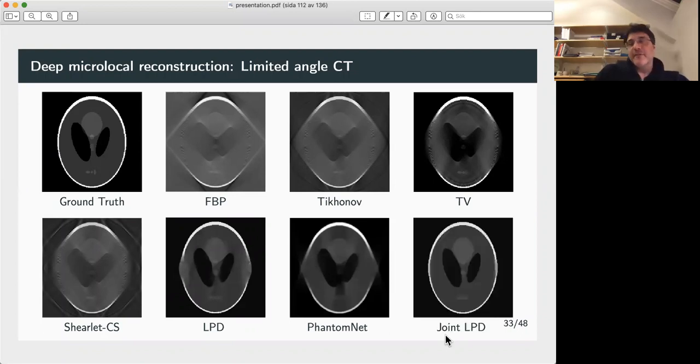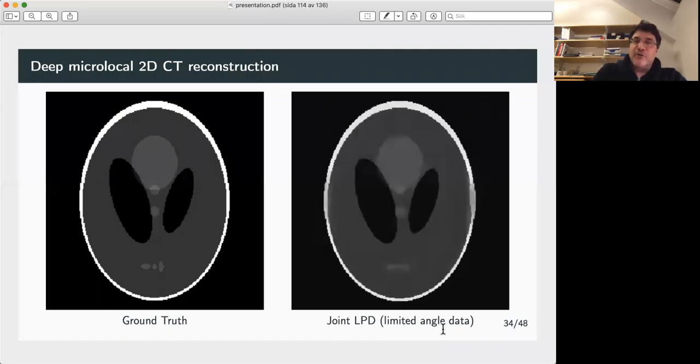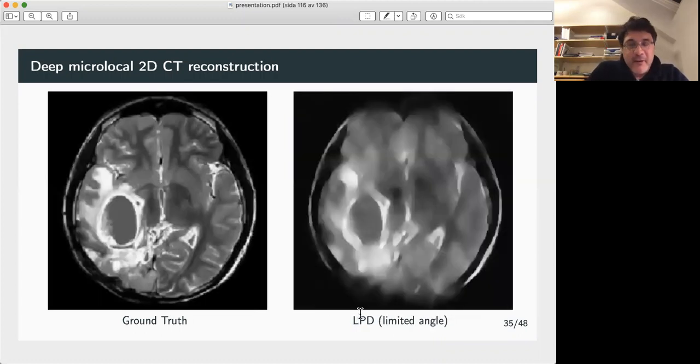And this is the joint learned primal dual. To show it a bit bigger, this is the ground truth. This is the Bayes estimator, which is unaware of the microlocal aspects but is still trained on limited angle data. And this is the one where you also impose on the learned primal dual that it be microlocally consistent, if I may say so. It actually gives you quite a drastic improvement. And then you can apply it to fully sampled data also.